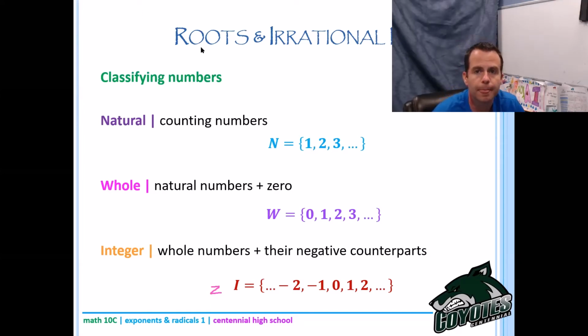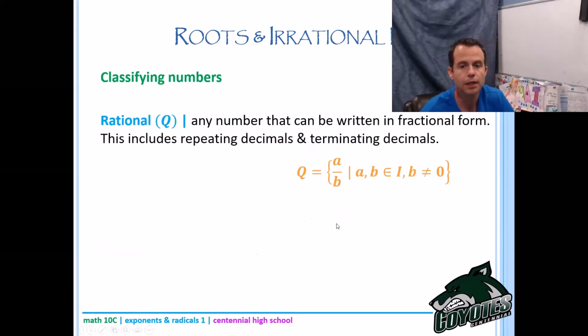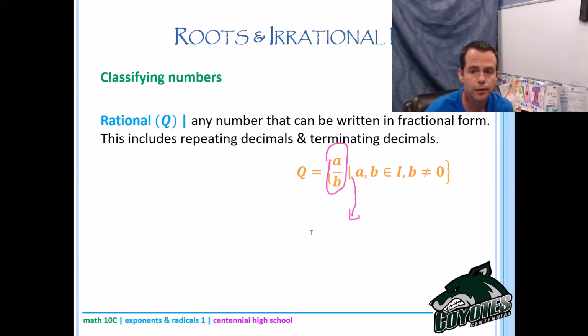Okay. Next up would be the rational family. Now, the rational family means any number that can be written as a fraction, okay? Now, there is a mathematical definition for that, and it looks like this, okay? Now, I want you to write that down exactly as you see it, and we're going to just unpack what it means, okay? So this means any number that can be written as a fraction, essentially, okay? Any number that can be written in the form A over B. Now, this symbol means where or such that.